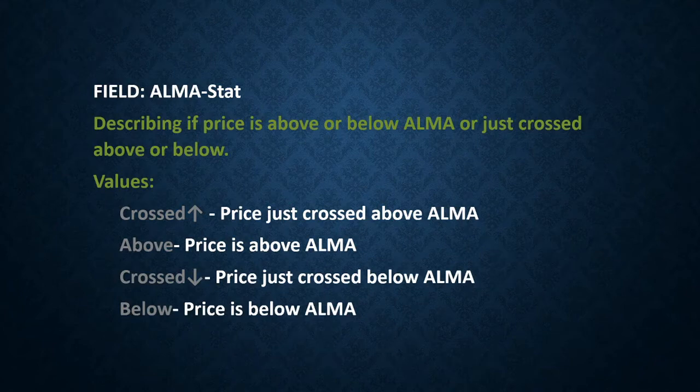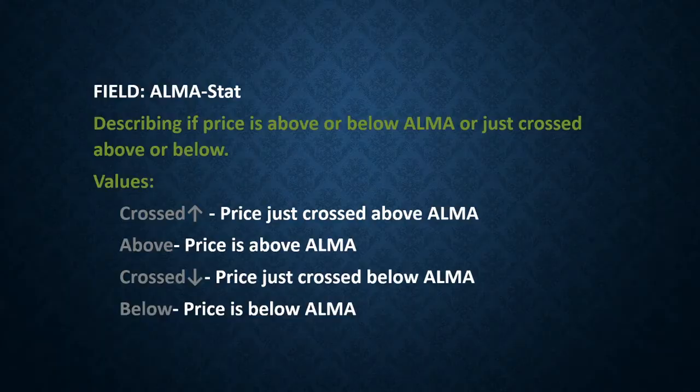So now, let's start by familiarizing the available data or indicators we can use. To make it visually simple, we try to hide long numeric values as much as possible. So we can use these data in our conditions. Let's start with ALMA-related fields. ALMA stat. Describing if price is above or below ALMA, or just crossed above or below.